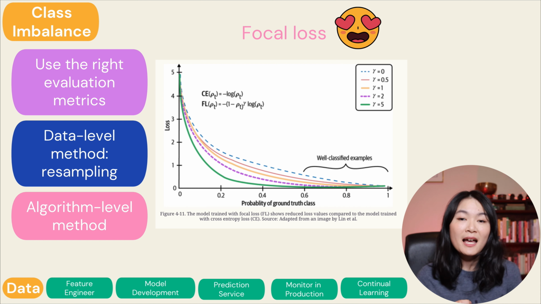Focal loss gives higher weight to samples with a lower probability of being right. I have only used focal loss. I think it might be the most popular one.